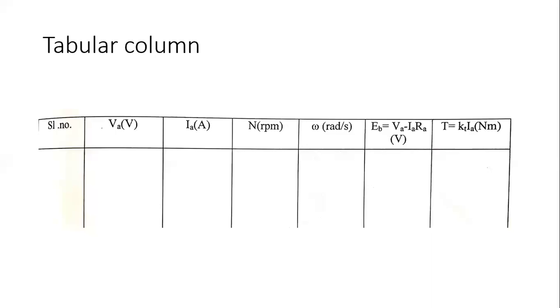So now we know that for a DC servo motor, the back EMF is found by the formula VA minus IA RA. So with respect to the specification of RA that is given in the kit, we are now going to find out the value of EB here.